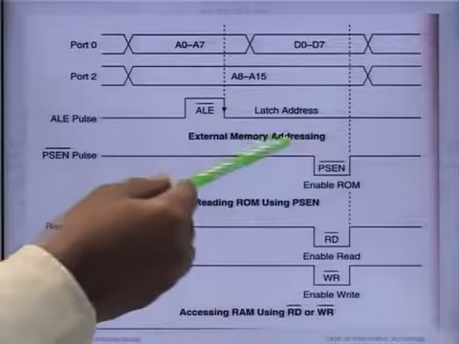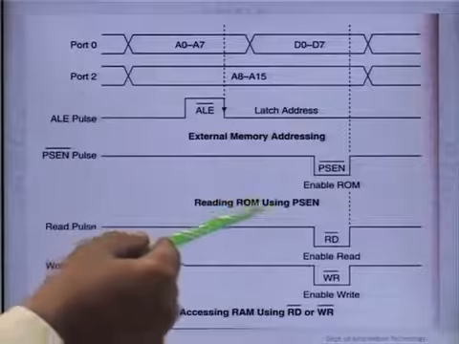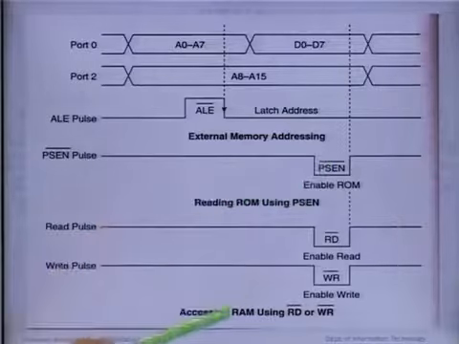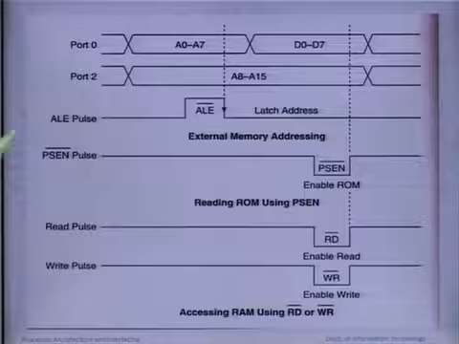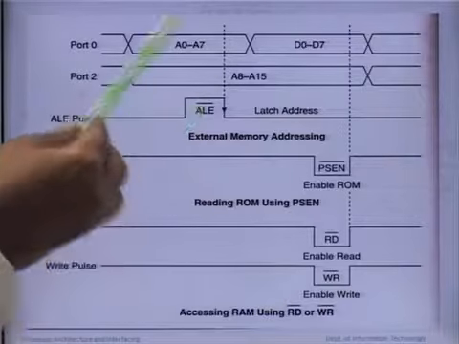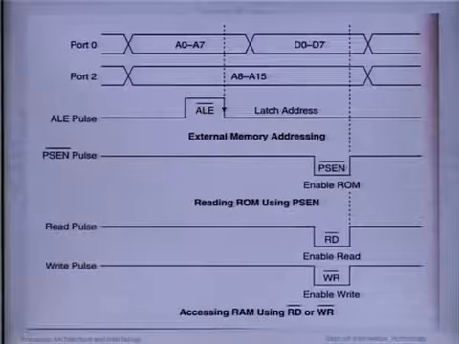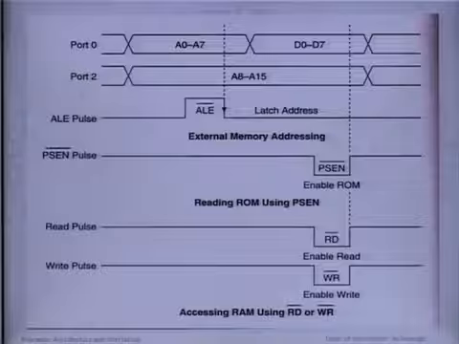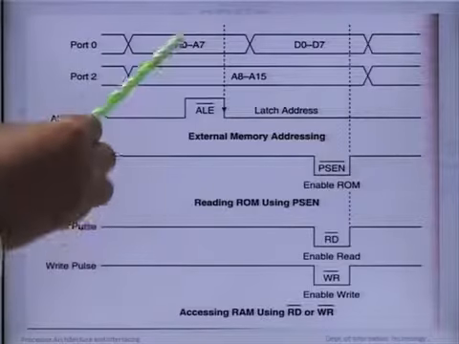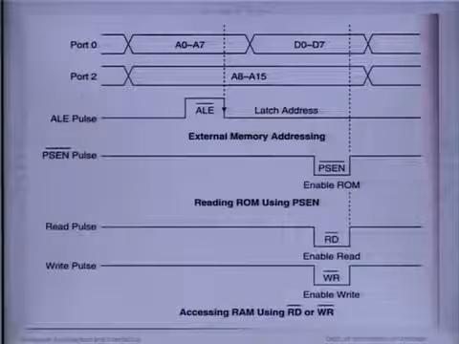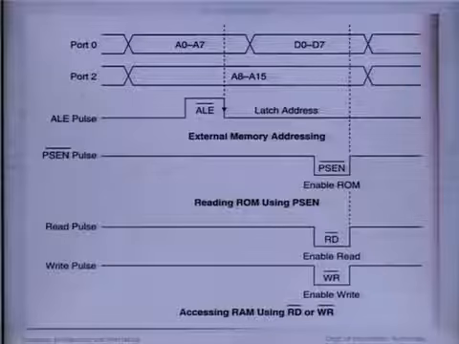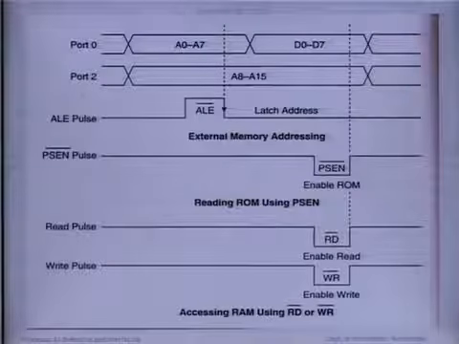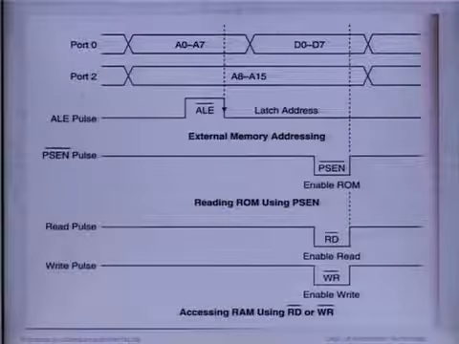External memory addressing is shown here for referring to the ROM using the PSEN bar signal and accessing RAM using the read bar and write bar signals. Very important is the ALE signal, which carries out the separation between the address and data bus. During the first cycle, the address is latched by the 373 type of latch, and the address information is available at the output of it. Rather, it is available for the entire read or write machine cycle.